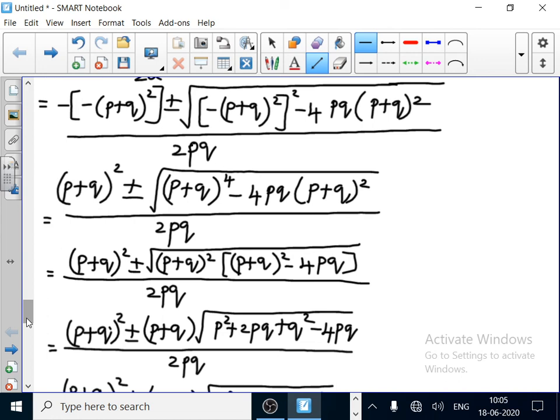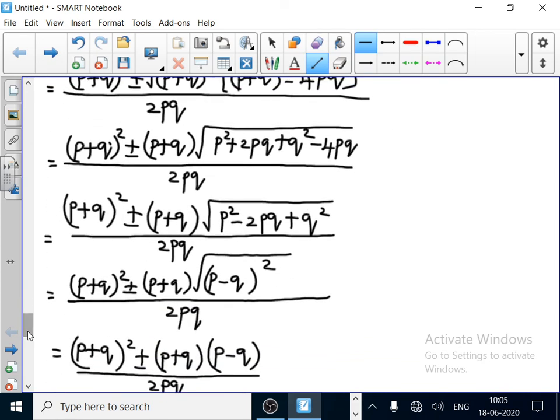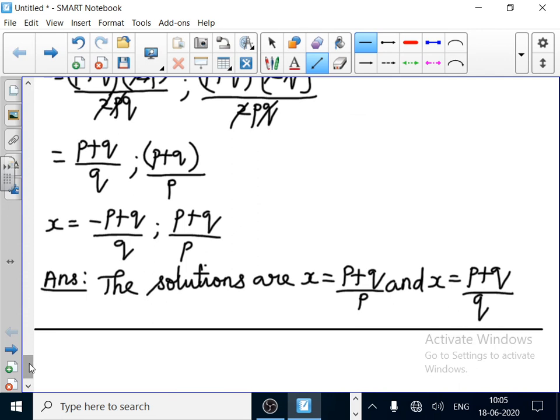In the second term also, you are having p plus q whole square. So I take p plus q whole square outside. Simplify the terms inside the square root symbol and you are getting the answer. Okay, thank you students.